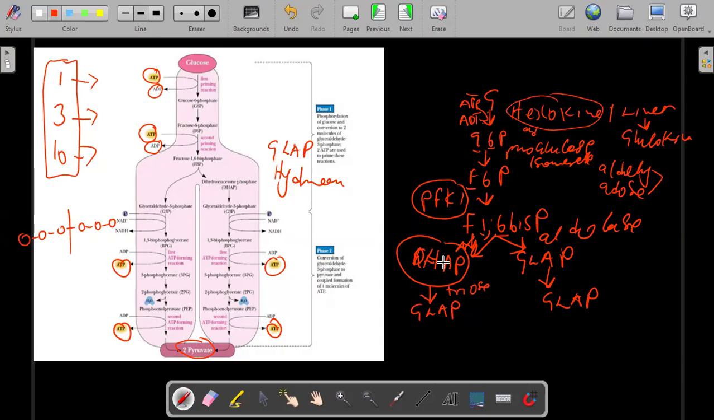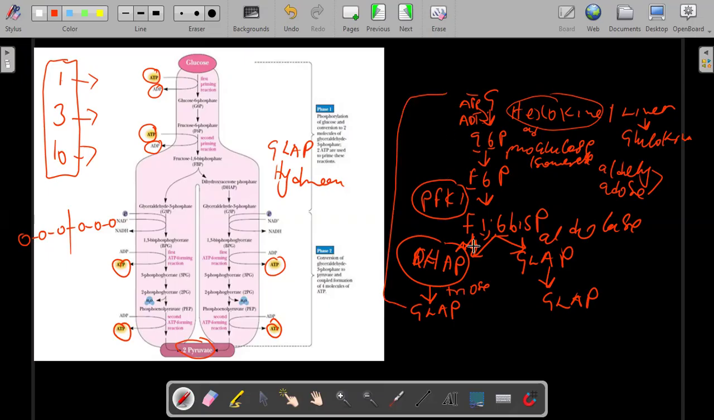So at the end of step 5, you have 2 glyceraldehyde phosphate molecules here. I hope we are following up to here. Are we clear up to step number 5? So the entire stretch from step 1 to step 5 is called the energy investing phase.